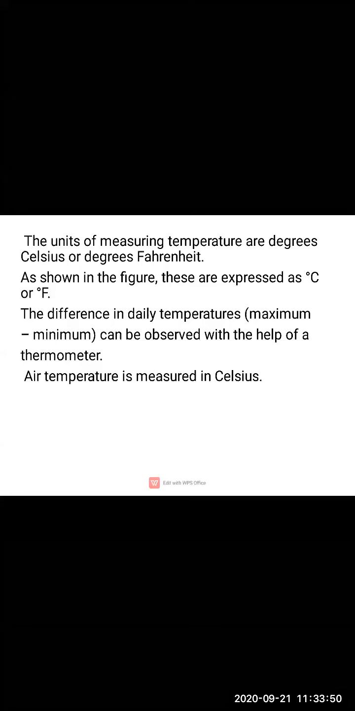So here our lesson number 5, temperature, is over. Okay, it is completed.